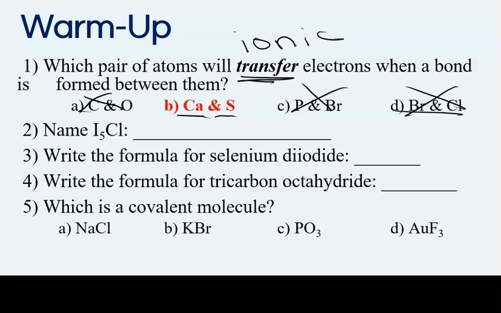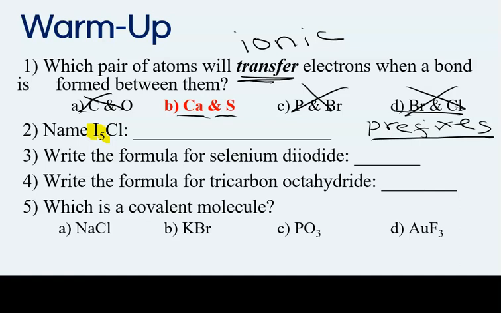The next one says, name I5Cl. So the first thing you want to think of is looking at that first one. Okay, this is iodine. Just by knowing that it's iodine, I should be able to figure out that I'm not dealing with an ionic bond. This is a covalent bond. So we need to use our prefixes. Always name covalent bonds with the prefix. So then you have to remember what all those prefixes are.